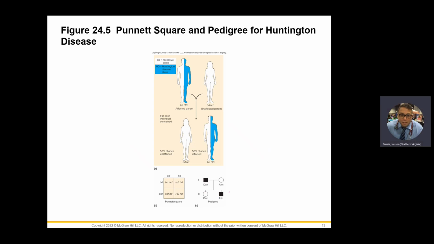What are the odds that the kids are going to get the disease? Well, it's 50%. And what did it actually happen? In the next generation, which were the kids, Pam is the daughter of Dan and Anne. Eric is the son of Dan and Anne. Who got hit? Eric. So who has Huntington's? Dan, the father, and Eric, the son. And that's the kind of question that I'll ask on an exam if I show a pedigree.